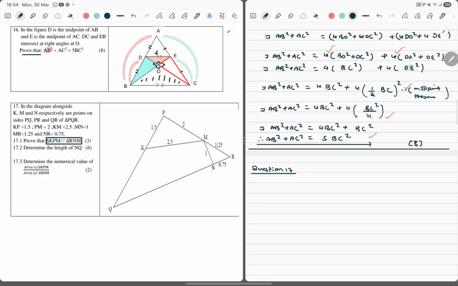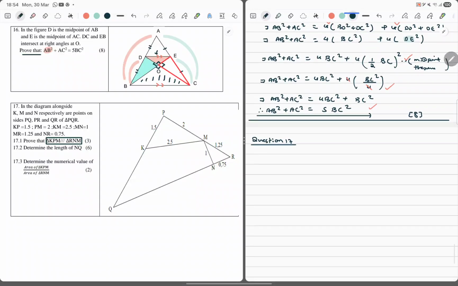Well, we're going to use proportionality here. So sometimes you get given the sides. Now, once they're in the same proportion, then we are in. Okay, let's say in triangle KPM, right? And triangle RNM.